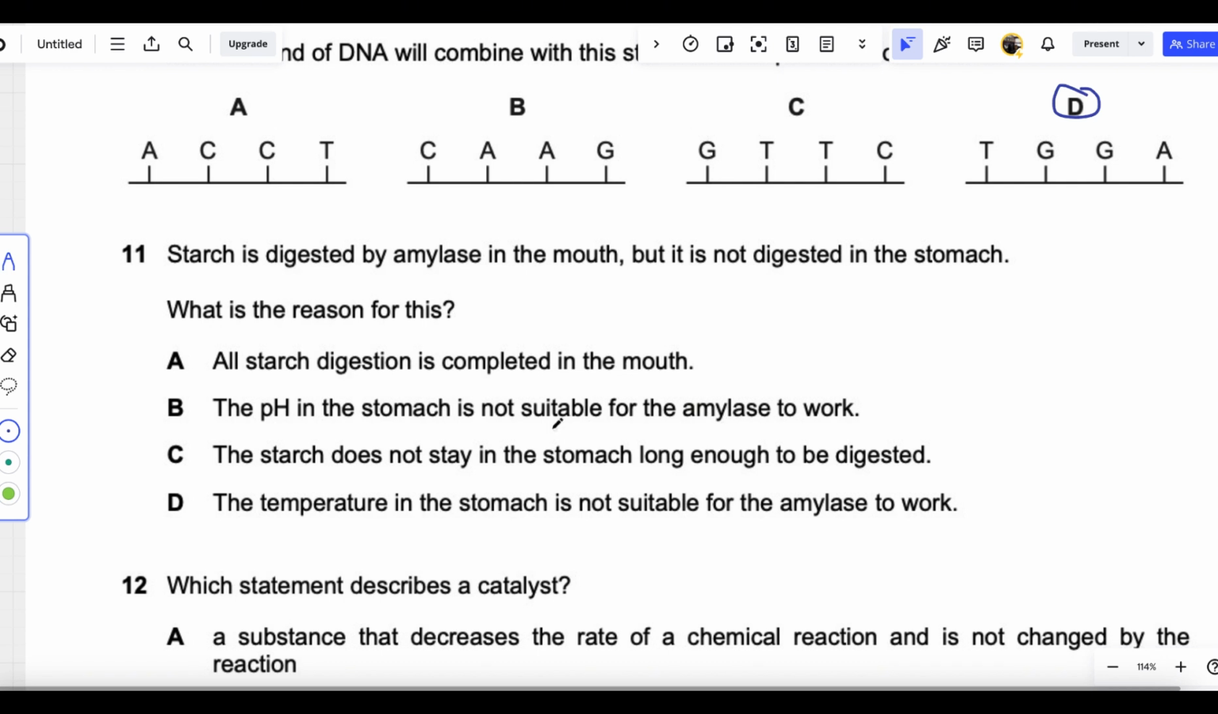Okay, let's move on. To save time, we are not lecturing this topic. The reason is that the pH in the stomach is acidic and is not suitable for carbohydrate digestion. So B looks correct. C, the starch does not stay in the stomach long enough to be digested. That's not true. D, the temperature in the stomach is not suitable for amylase to work. It's not about the temperature, it's the acidity, the pH. So the most correct answer is B.